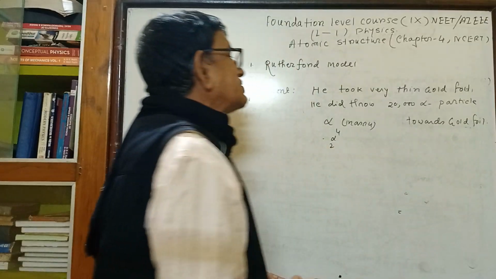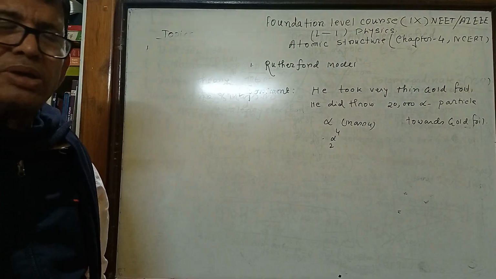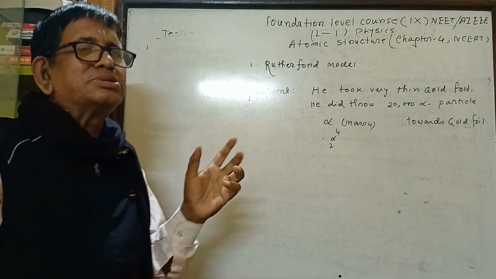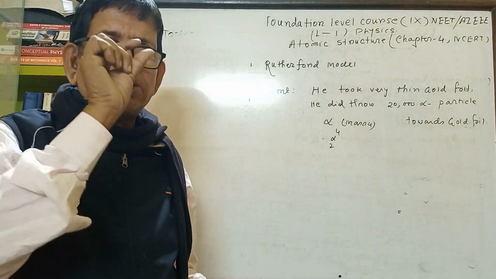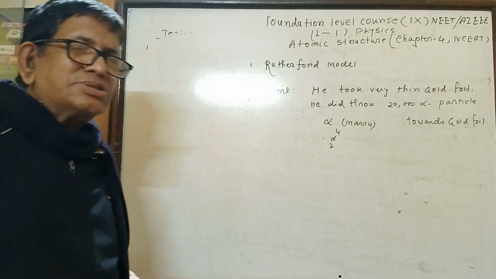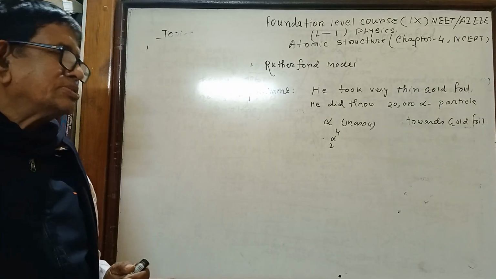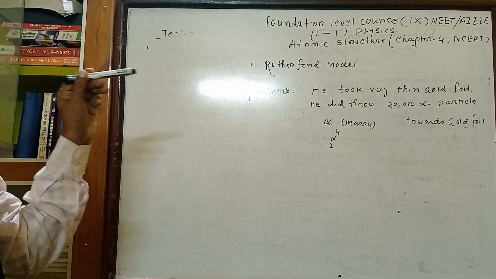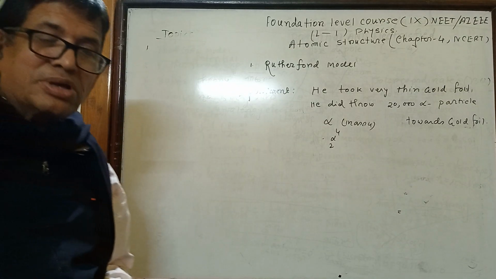Sometimes a question may be asked: why did Rutherford choose gold foil? Because gold is a malleable metal. It can be made very thin, the thickness of the gold foil can be minimized to about 1000 atoms, and he threw 20,000 particles through the gold foil. What did he observe?